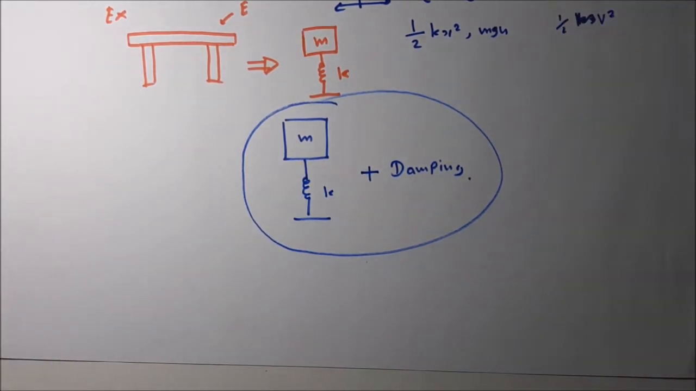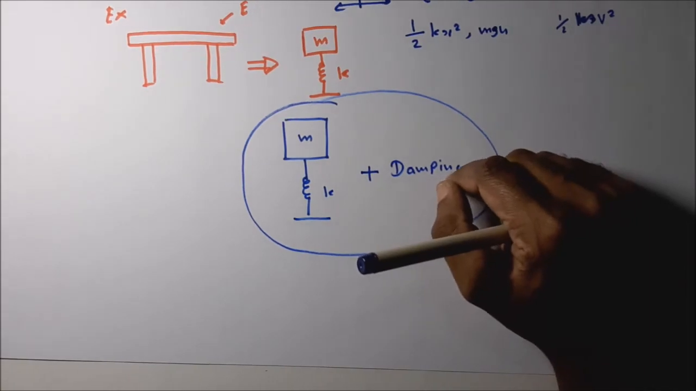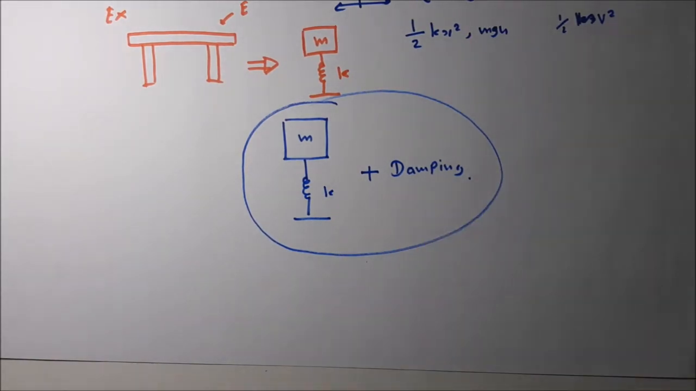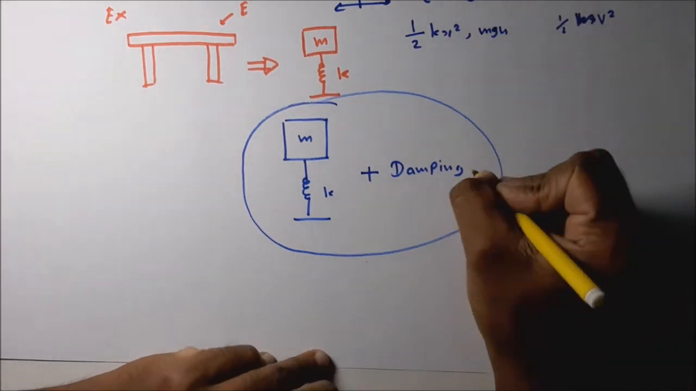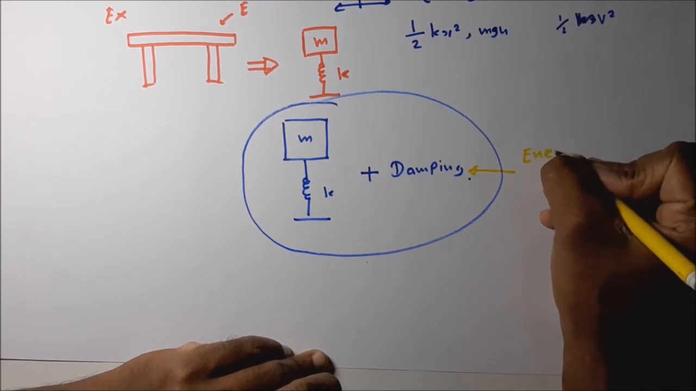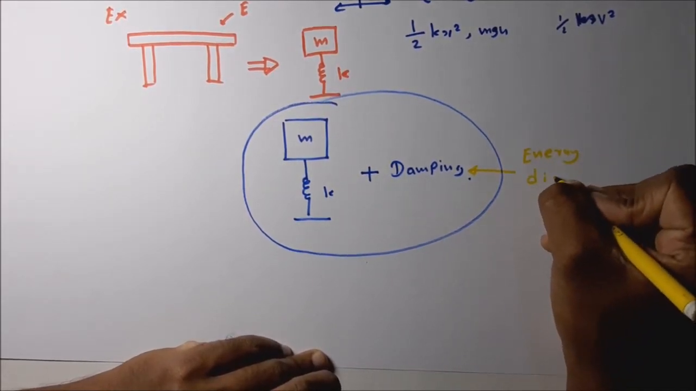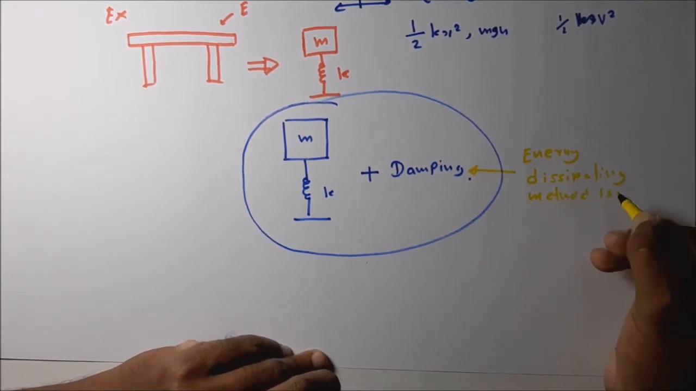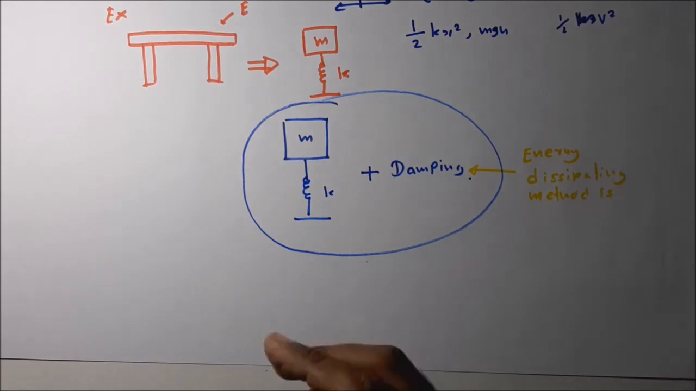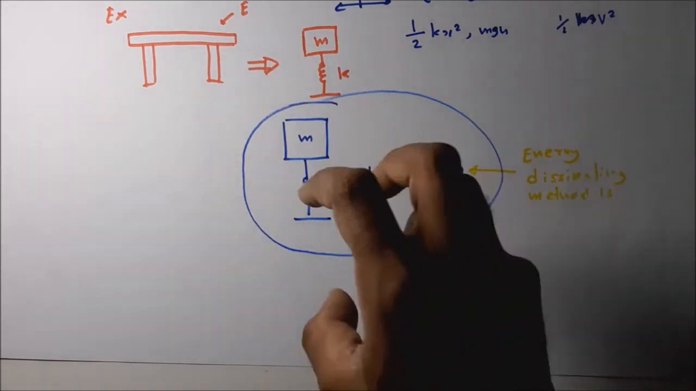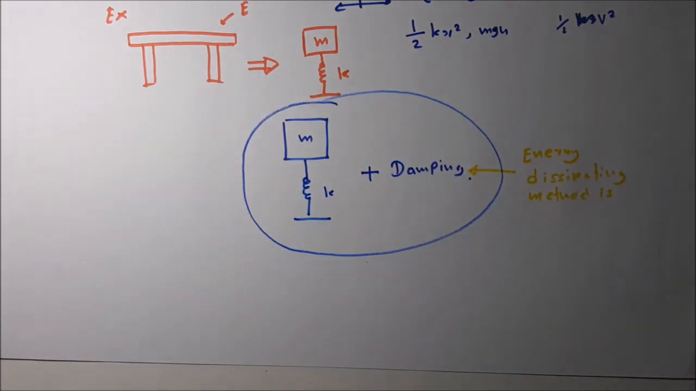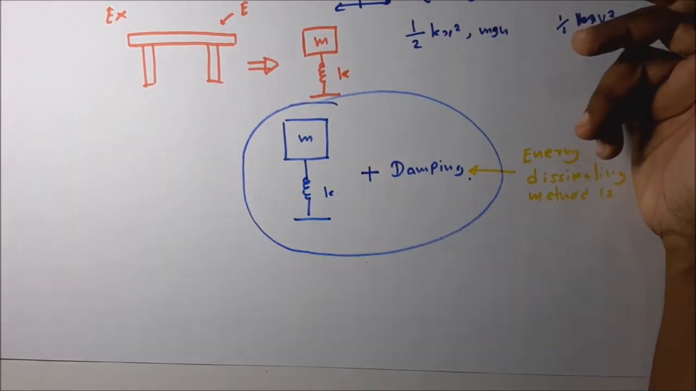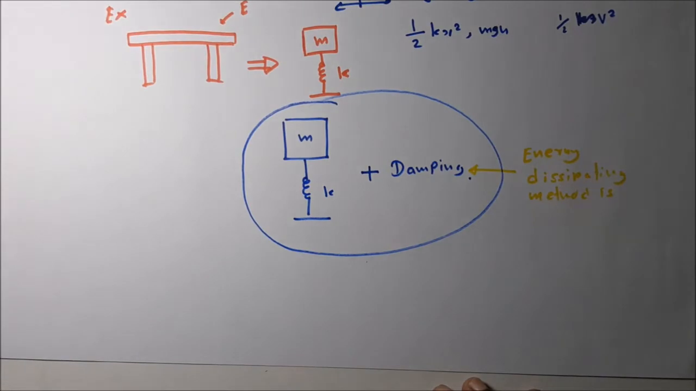Okay, then let me define this damping. The energy dissipation method is called damping. Every mechanical vibrating system is associated with damping. That means the energy dissipates so that the vibration amplitude diminishes. Okay, so then let's find what are the methods for this damping.